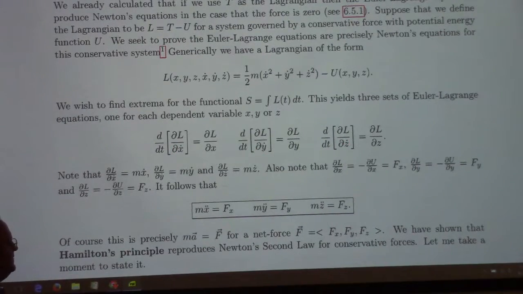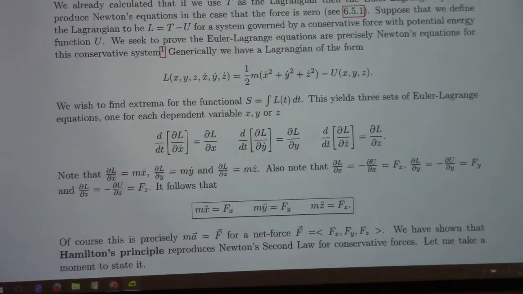As we've seen already, partial L partial x has nothing to do with this, and it's just the x derivative of the potential with a minus, but by definition, that is the x component of the conservative force we're looking at. So this is exactly the x component of Newton's second law. This is exactly the y component of Newton's second law. This is exactly the z component of Newton's second law. What could be simpler?